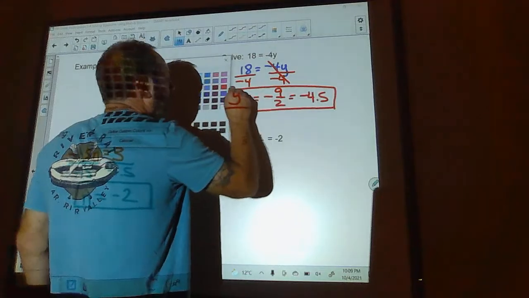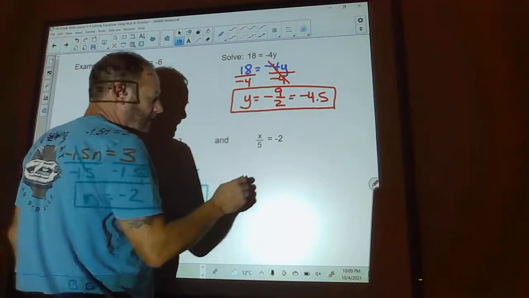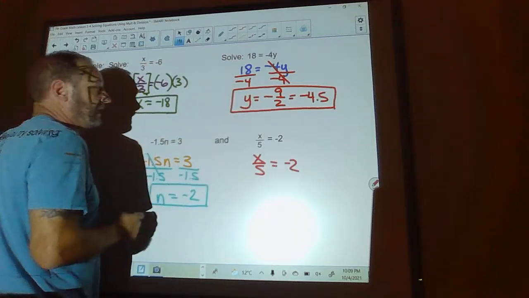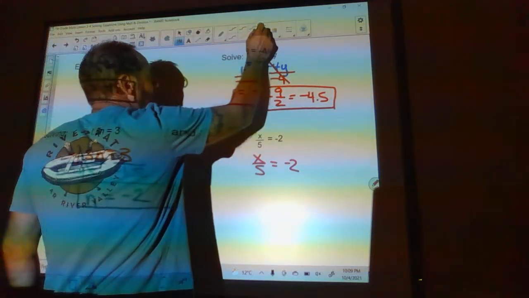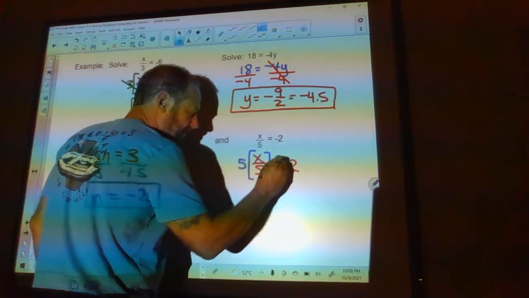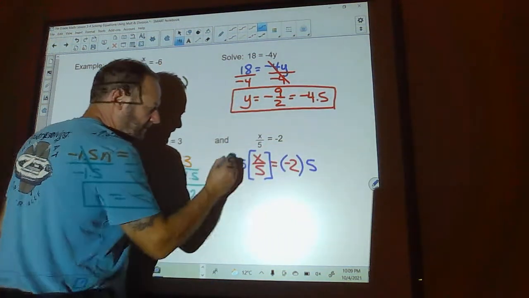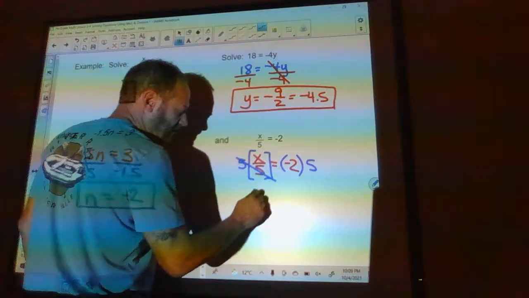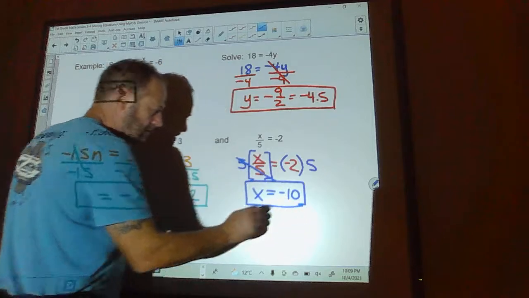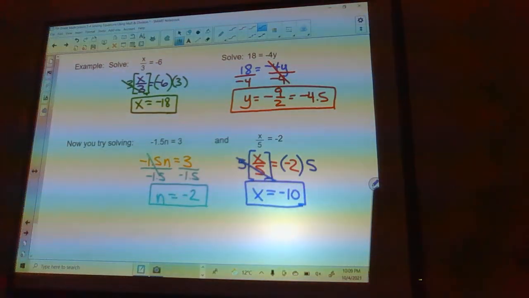Okay, over here, I've got x divided by 5 is negative 2, so I'm going to cancel that divided by 5 by multiplying both sides by 5. That's going to cancel there, and I'm going to get x equals negative 10. Pretty simple to do.